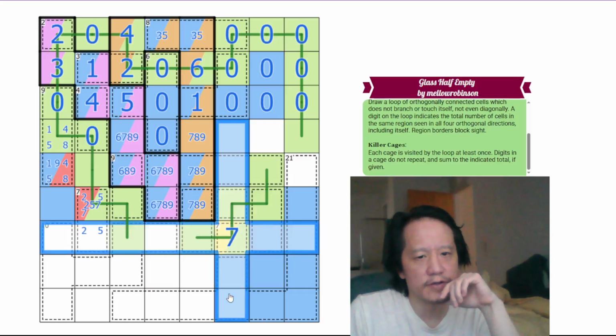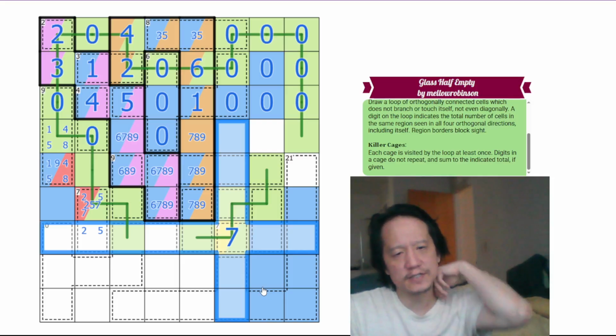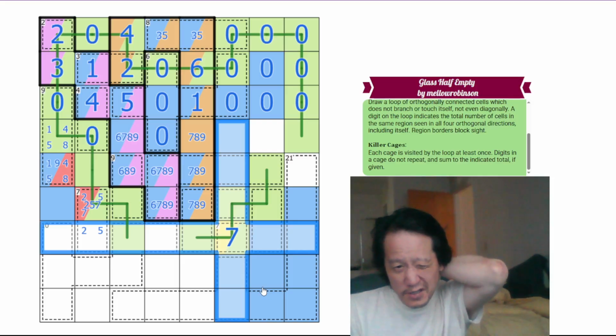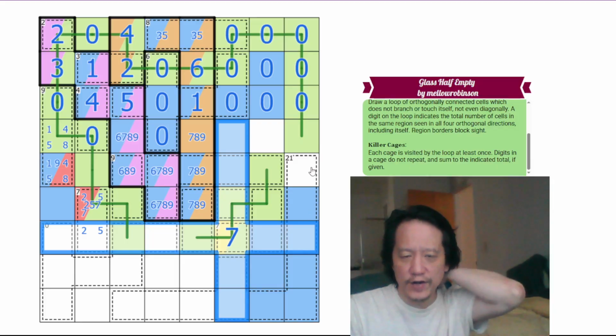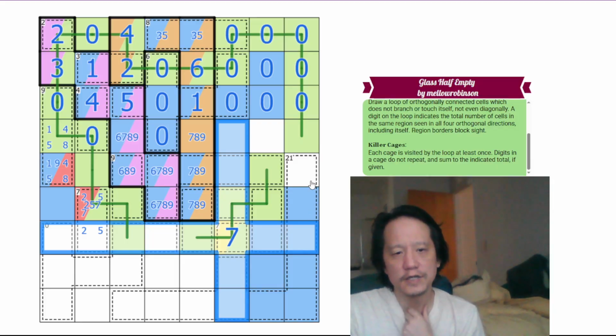Yellow needs 7 on this cross. So that means 2 at most. It could be 2 this way, 2 this way. So if that's the case, I guess you could have at most 1, 2, 3, 4, 5 yellow cells in this 21 cage.